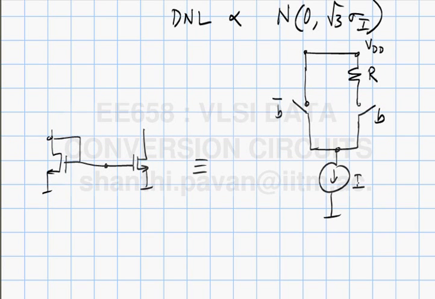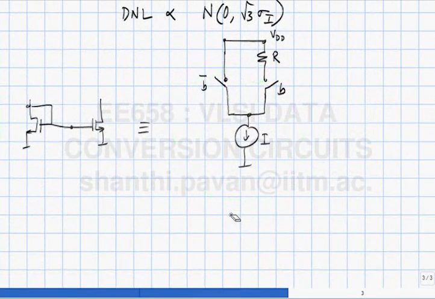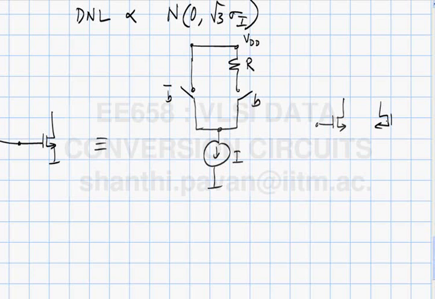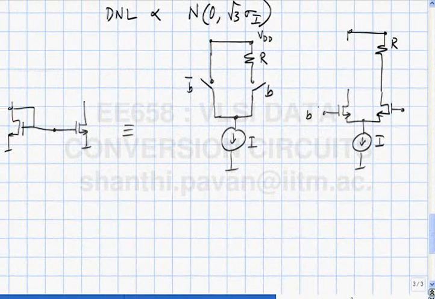You understand? Conceptually, this is what you want to do. So can you think of a simple circuit which will let me do this? The simplest thing that you can think of which will do this is the differential pair. So this is B and this is B bar.